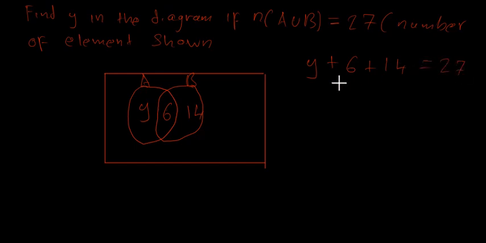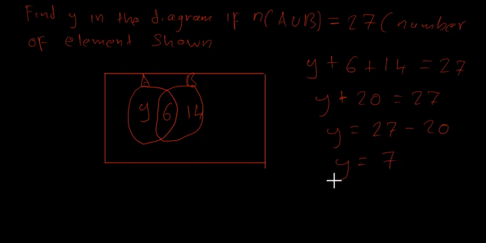So when we add up 6 plus 14, we get 20. This is equal to 27. So the 20 will cross the equal sign, and we have 27 minus 20. When we subtract 27 minus 20, we get 7. So our answer is y equals 7.